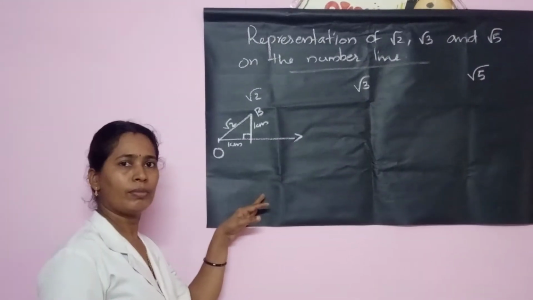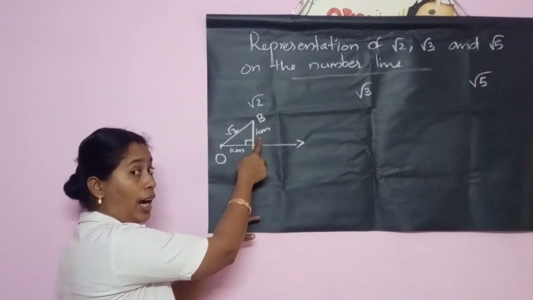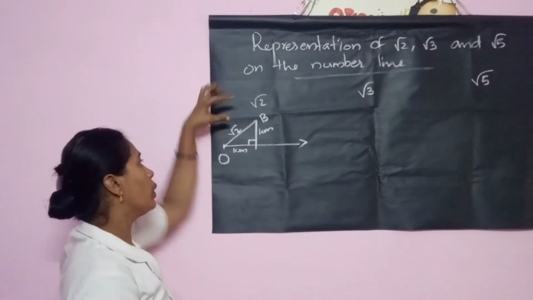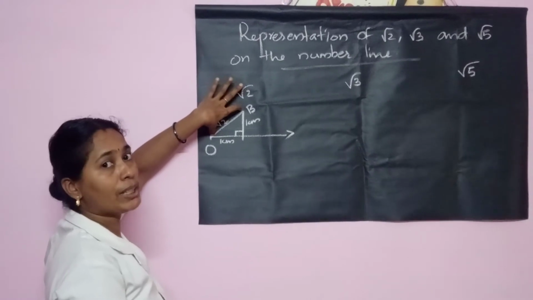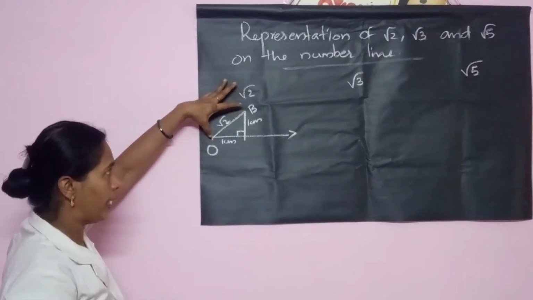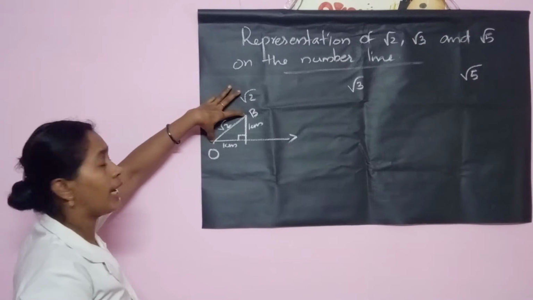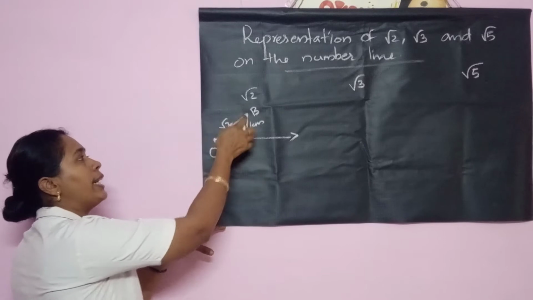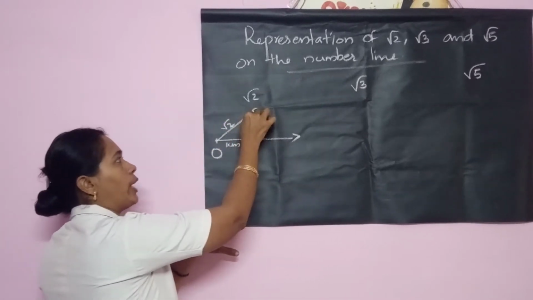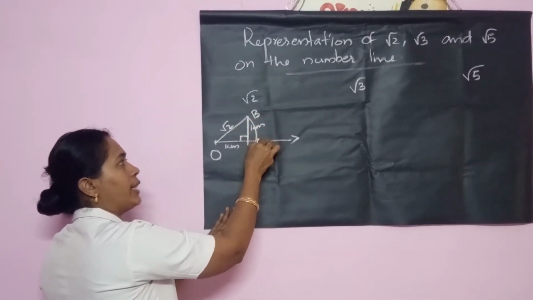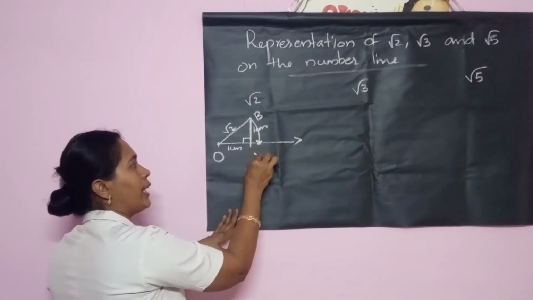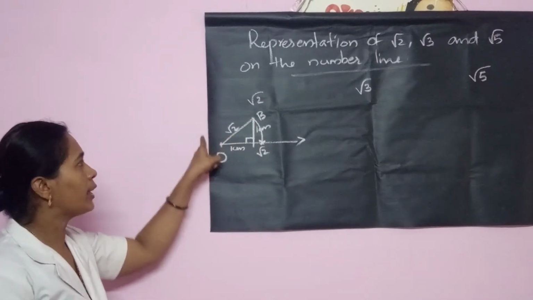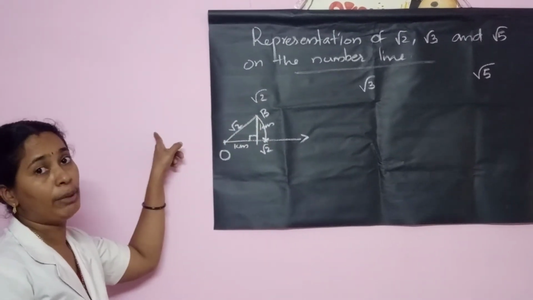As I told you, a 1 centimeter altitude is needed. Then we have OB whose length is root 2. But now that we have the root 2 length, how do we represent it? Take your compass and keep this distance as the radius, with the center of the compass at O. Draw an arc like this. This point represents positive root 2. If you complete the arc to this side, you will get negative root 2.